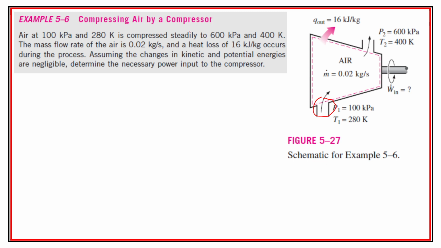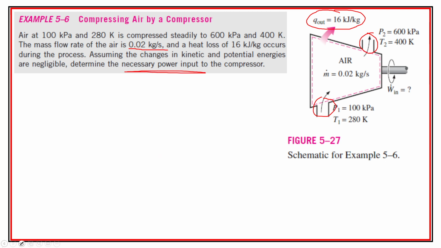It's compressed steadily to 600 kilopascals at 400 degrees Kelvin. The mass flow rate is 0.02 kilograms per second, and there's a heat loss, so maybe it's just not insulated very well, so heat's flowing right out of that thing. It occurs during the process. Assuming the changes in kinetic and potential energies are negligible, we don't have to do that. Determine the necessary power input to the compressor.